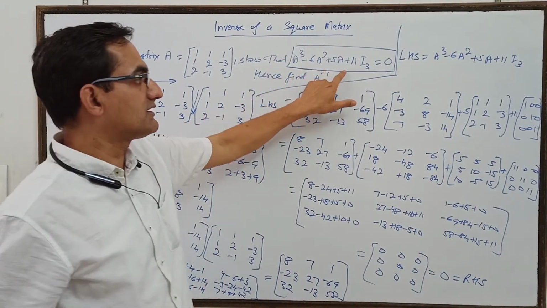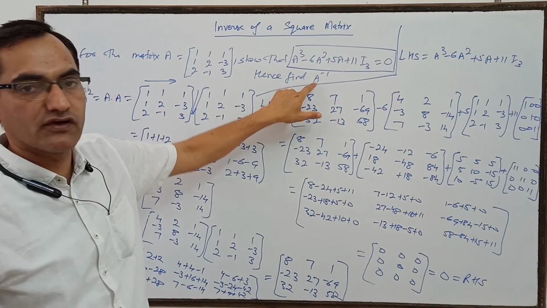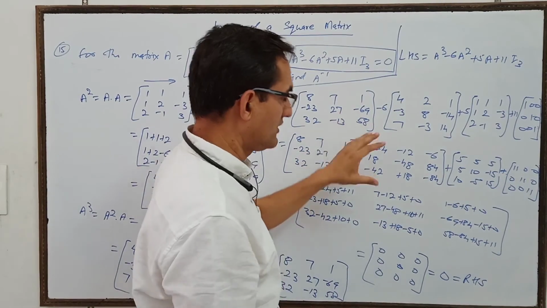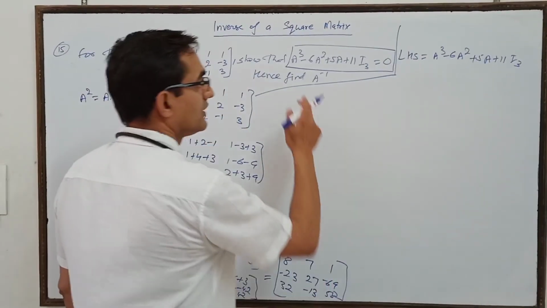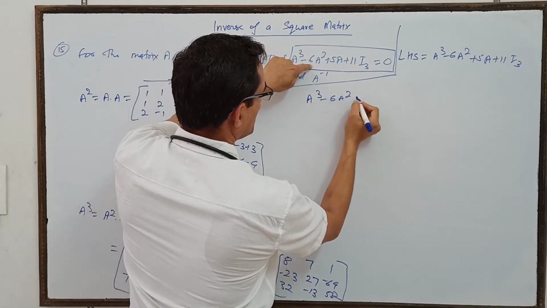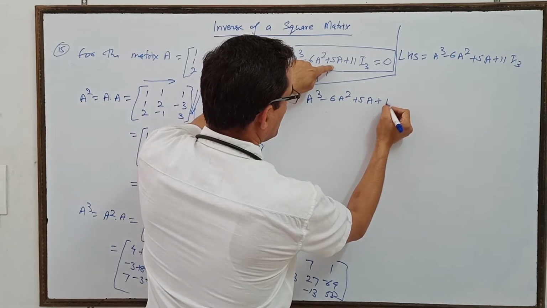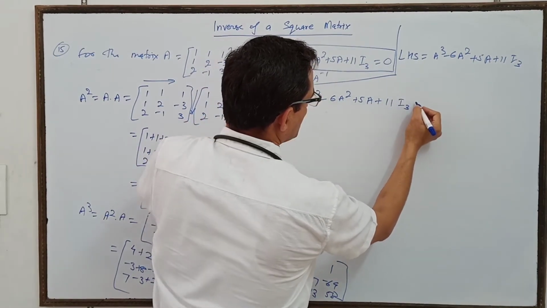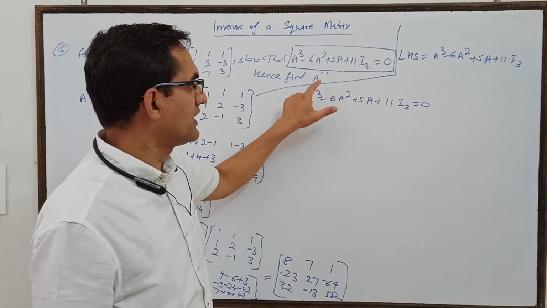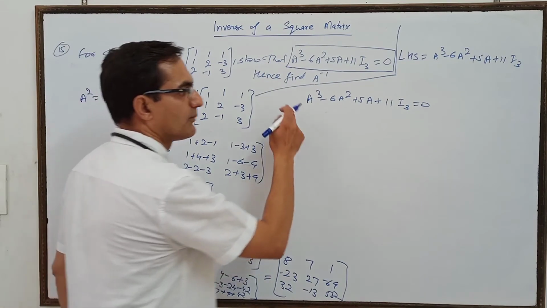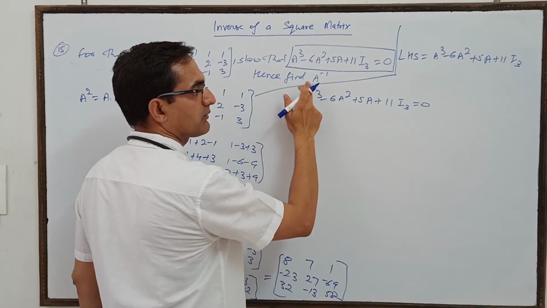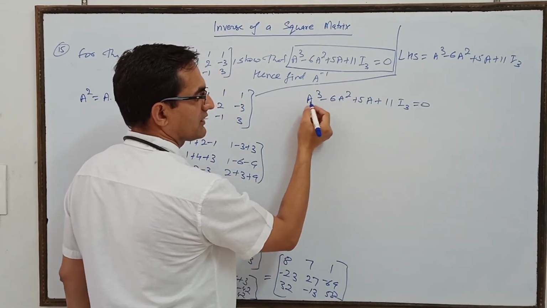Now by applying this one we have to find the value of inverse of A. Clear? Now let's run this. One more part remains, which we are doing now. We know this one, so write this one. A cube minus 6A square plus 5A plus 11 into identity matrix of order 3, this is equal to 0. Now applying this one we have to find the value of inverse of A. So multiplying each term by inverse of A. Multiply each by inverse of A.